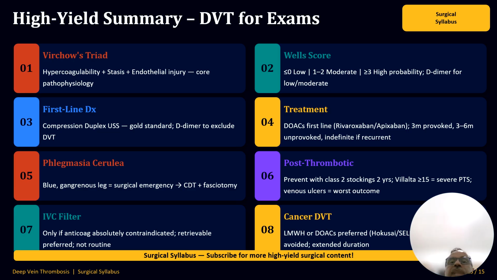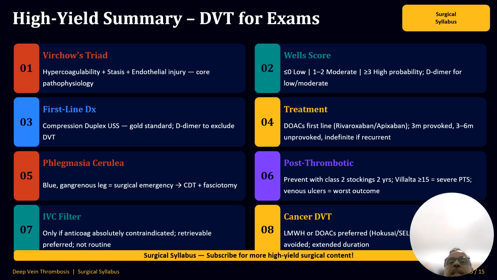Post-thrombotic syndrome can occur in a patient from 6 months to 2 years following development of DVT, and can be prevented with class 2 compression stockings for 2 years. If the Villalta score of a post-thrombotic patient is 15 or more, it indicates severe post-thrombotic syndrome, and such patients also have venous ulcers, which signifies worst outcome. Inferior vena cava filter is only used if anticoagulation therapy is absolutely contraindicated. Retrievable IVC filters are preferred, and it is generally not routinely done.